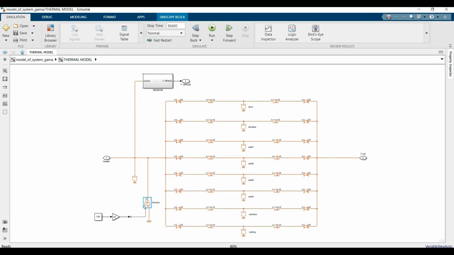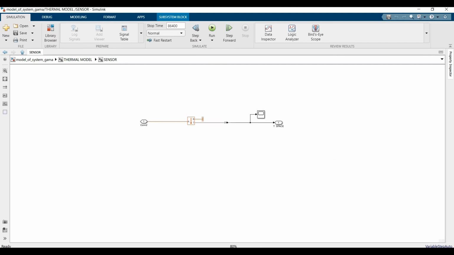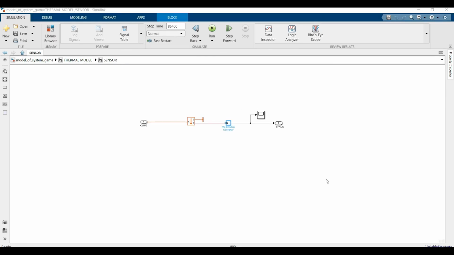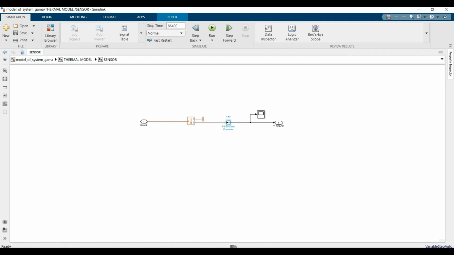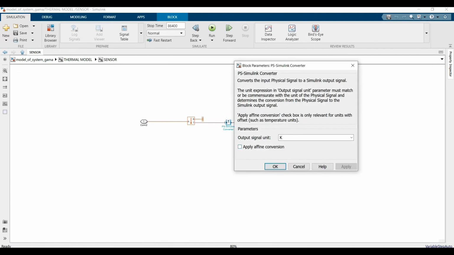In this part we have a sensor. As I mentioned, we must consider the thermal reference, and for showing the measurement we must use the physical to simulink converter, and we must determine the unit, which we choose as Kelvin.